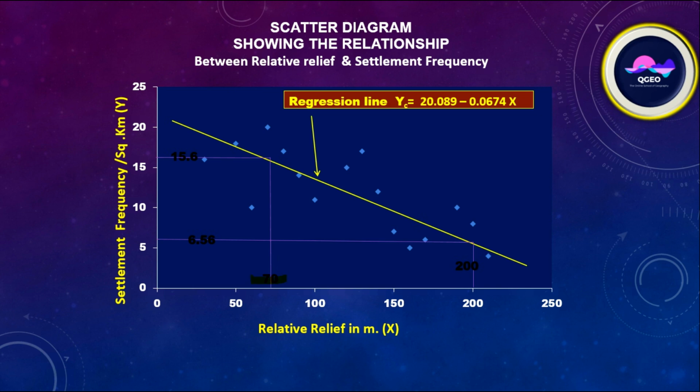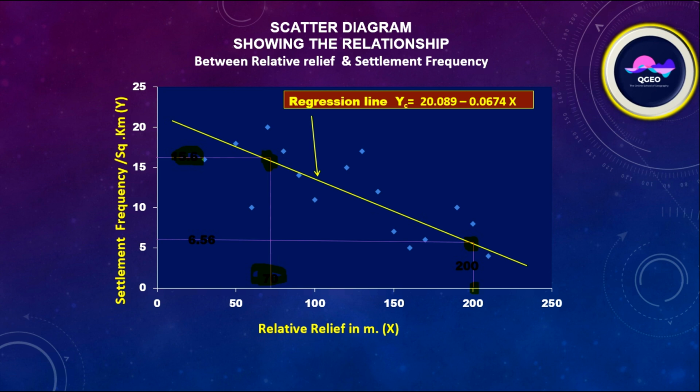When the value of x is equal to 70, then yc, that is the y value, is 15.6, so the point will be here. And when the value of x is equal to 200, then yc, that is the y value, will be 6.56 here. Join these two points by a straight line. This line will be the regression line, or regression trend line, or best fitted line.